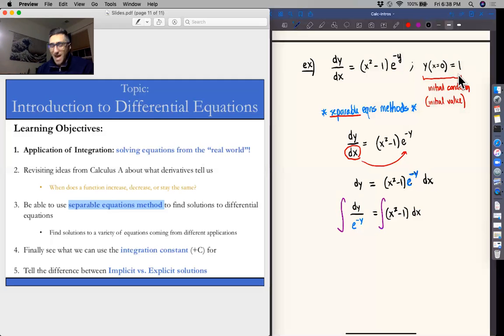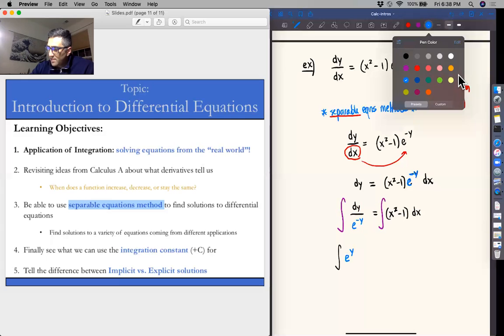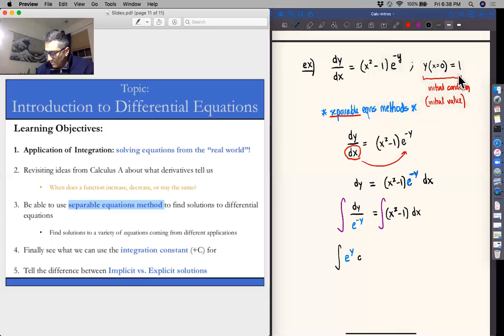So let's go ahead and do that. In integrating the left-hand side, I'm just going to rewrite this exponential since we have an e to the minus y sitting there in the denominator. I'm going to use algebra, and because I have that e to the minus y in the denominator, I can move that up into the numerator by changing the sign on the y. So this is equal to e to the positive y, and that's dy. On the right-hand side, we can just keep this as (x squared minus 1) dx.